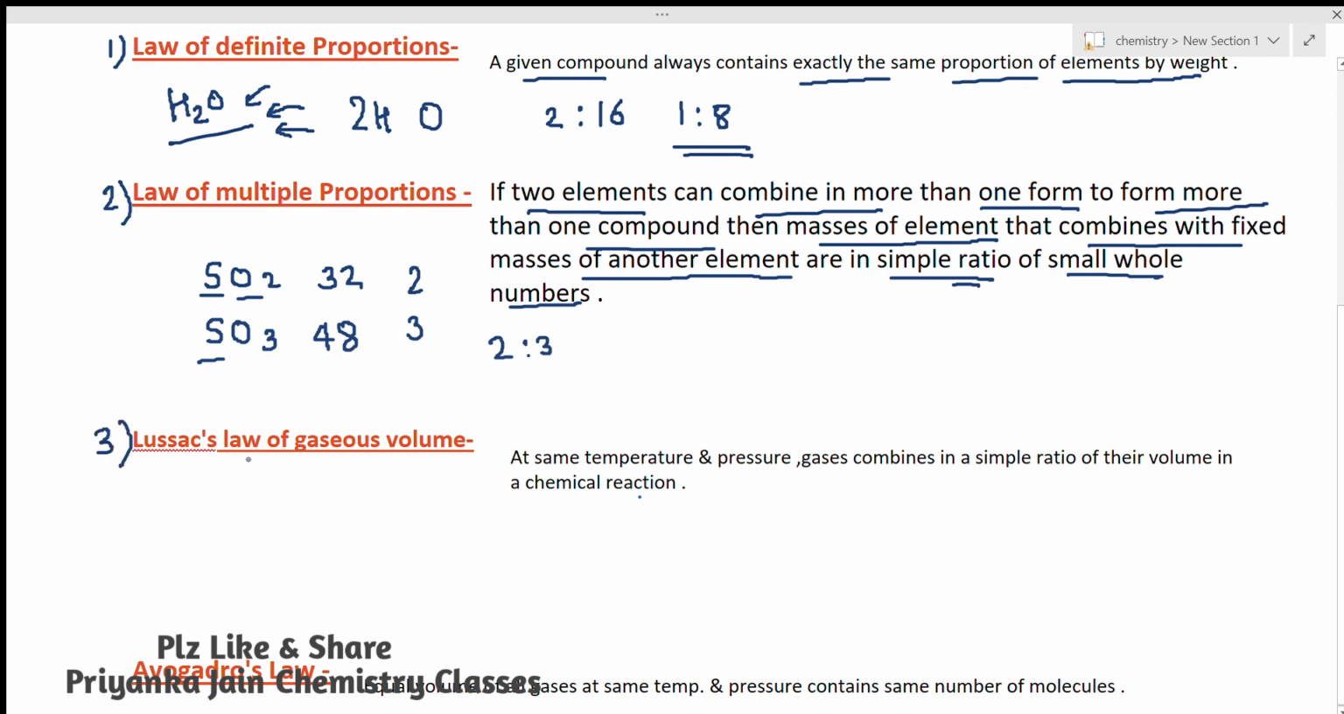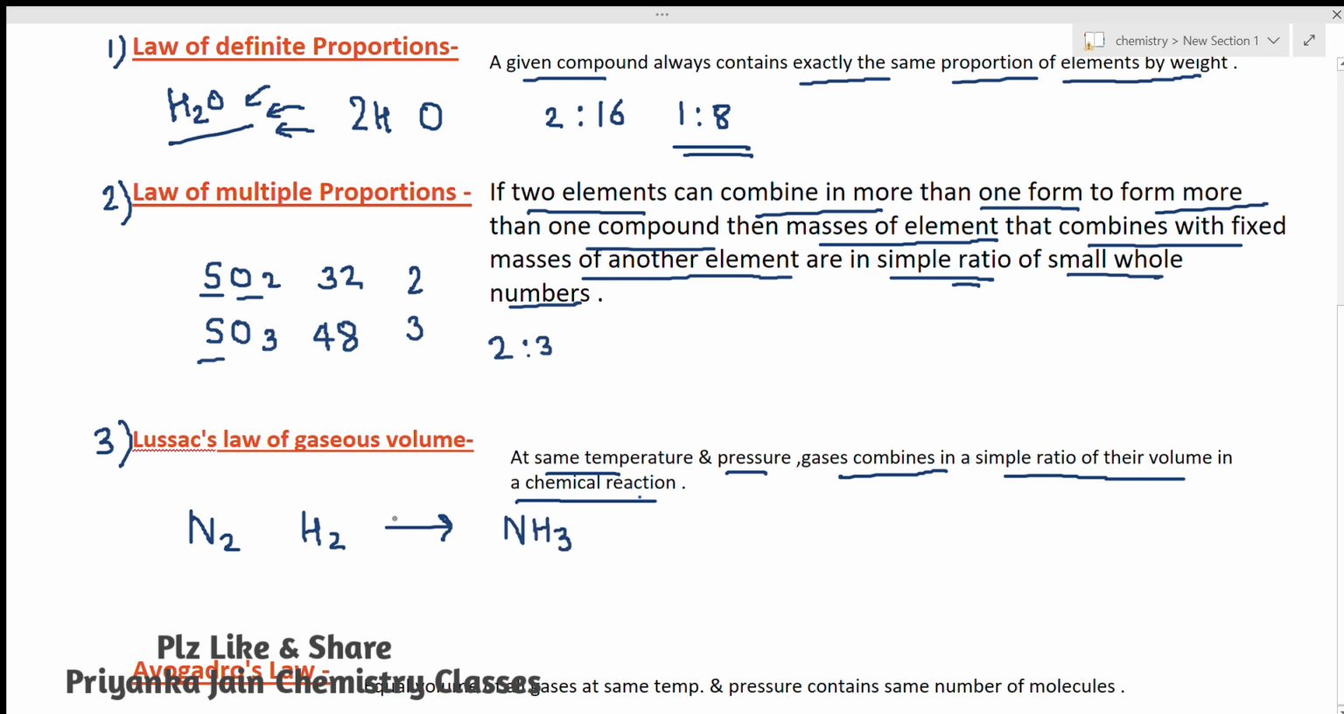The third law is Gay-Lussac's law of gaseous volume, which says that at the same temperature and pressure, gases combine in a simple ratio of their volumes in a chemical reaction. It means if we take two gases at the same temperature and pressure, suppose N2 and H2, they form NH3. This is the Haber's process, right?